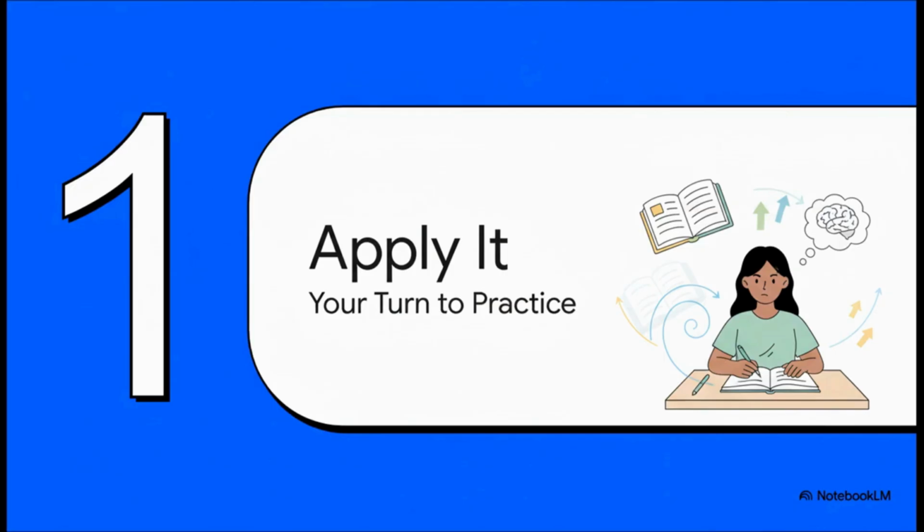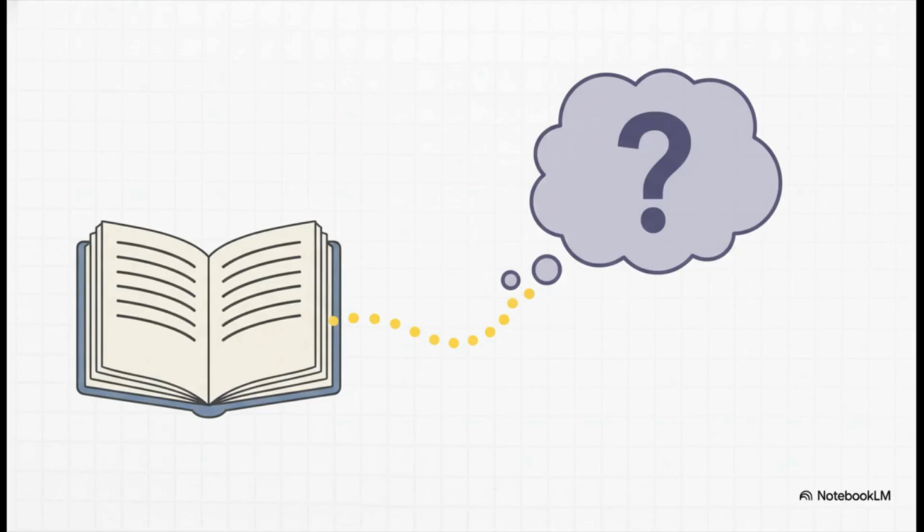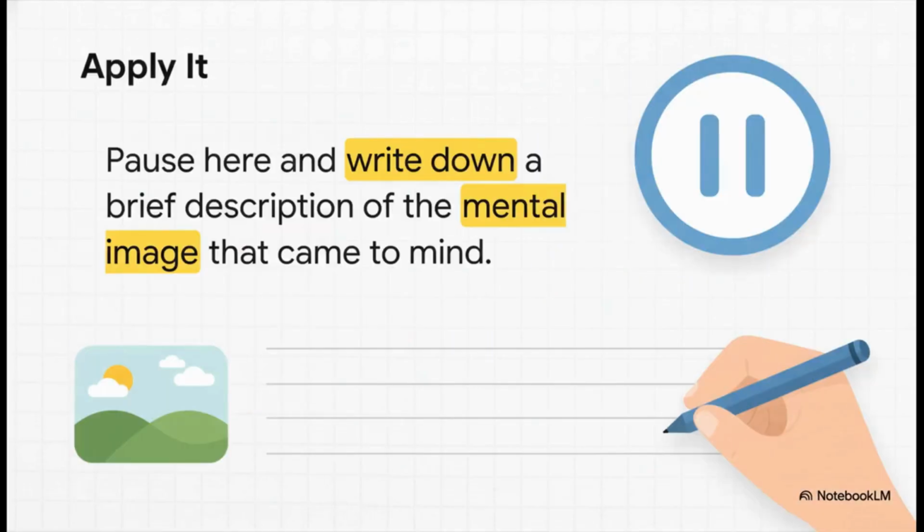Okay, excellent. Now that we've talked about the theory, let's get practical. In this next part, you're going to try out this visualization technique for yourself. I want you to grab a textbook, an article, anything you have handy, and just pick one short paragraph. As you read it, ask yourself that one simple question: what do I see? Go ahead and pause right here. In that Apply It section of your workbook, just take a minute to write down a quick description of the mental image that came to mind.